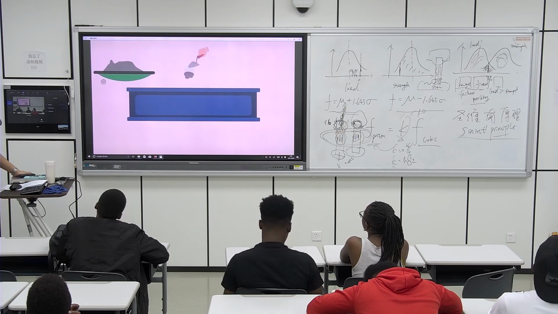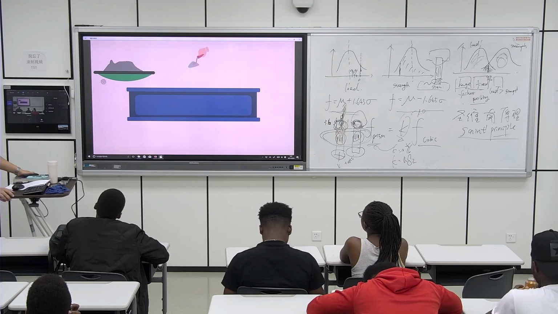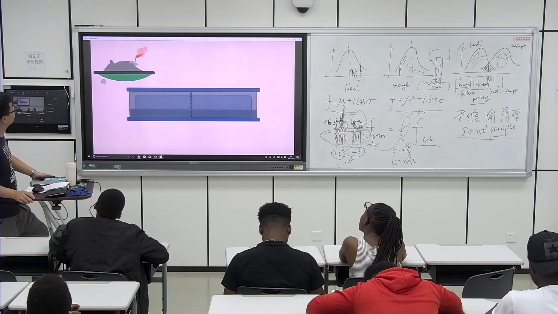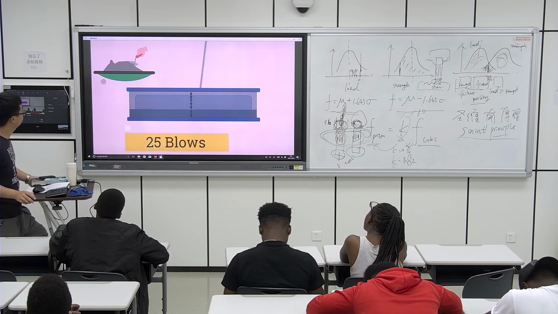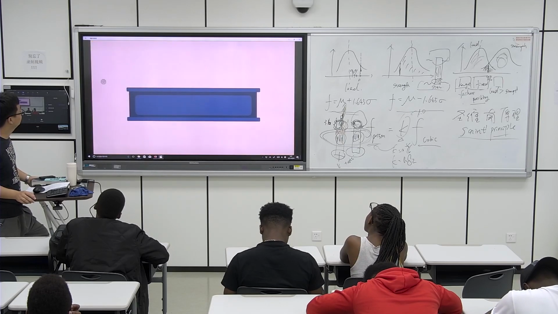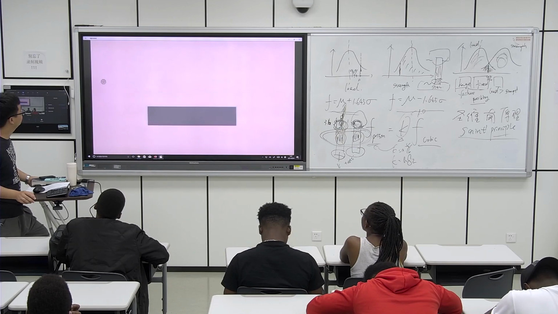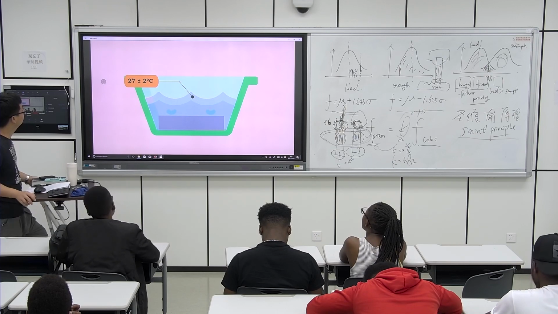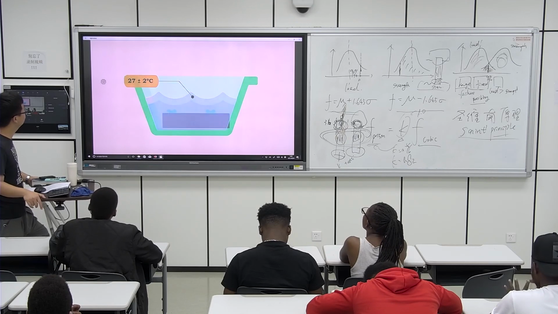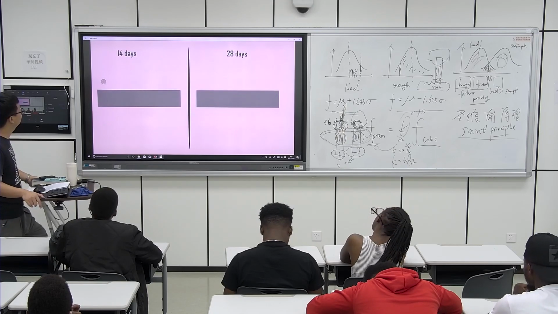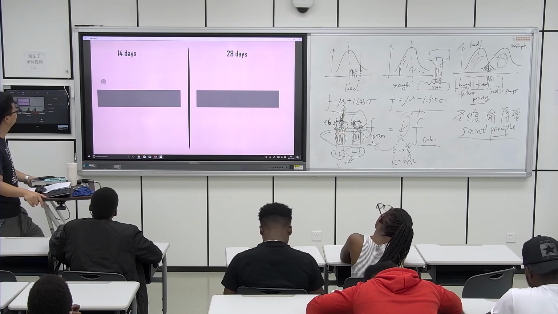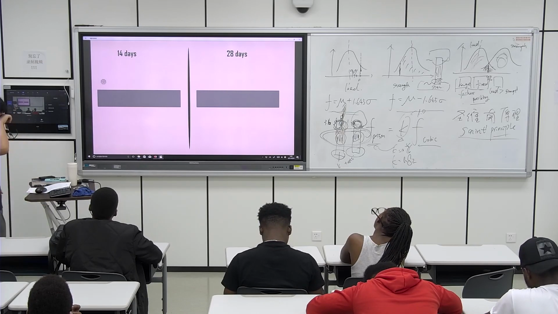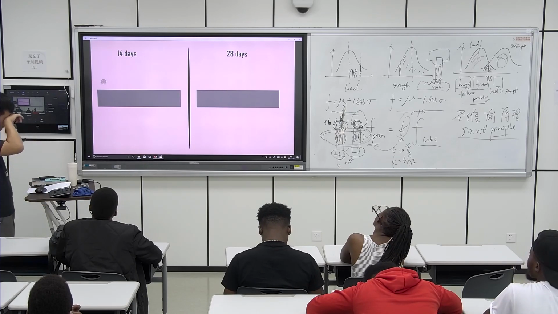The concrete is prepared as per the required grade of concrete, placed in the mold in layers and tamped with 25 blows for each layer. After a day, the mold is removed and the specimen is placed in the curing tank at a temperature of 27 plus or minus 2 degrees Celsius. Depending upon the requirement, the test specimen is removed from the tank and dried at 14 and 28 days for testing.